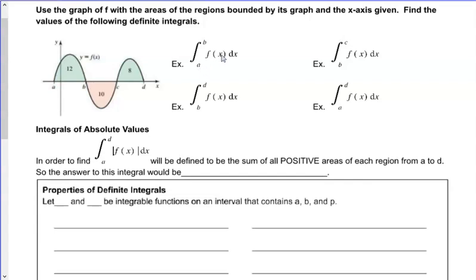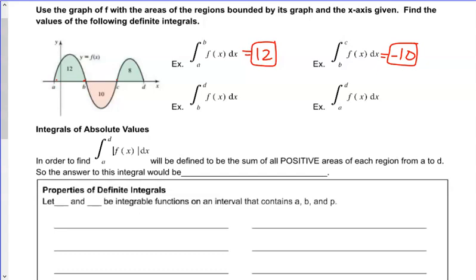So what is the area under the curve of f from a to b? From a to b, I'm talking about this area right here. This definite integral is 12. There's really no work to be done in this case, okay? From b to c, what is the area under the curve of f of x from b to c? That is bounded with the x-axis. And from b to c is this region right here. Notice that it is below the x-axis like I had already told you. Therefore, the definite integral is defined to be negative 10.